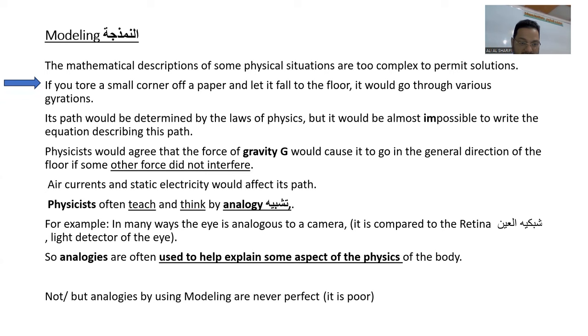For example, in many ways, the eye is analogous to the camera. We always compare the eye with a camera. The retina is compared to the light detector of the camera. So analogies are often used to help explain some aspect of the physics of the body. Actually, in my opinion, it's not just specific to physicists.